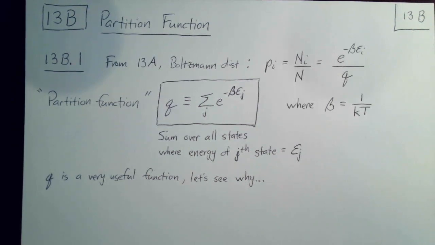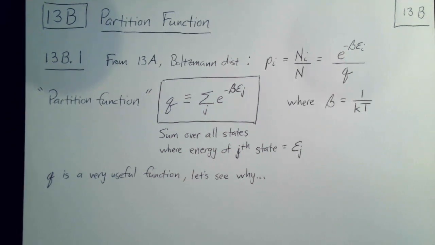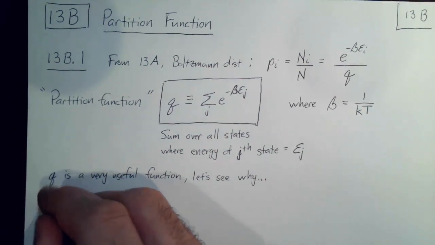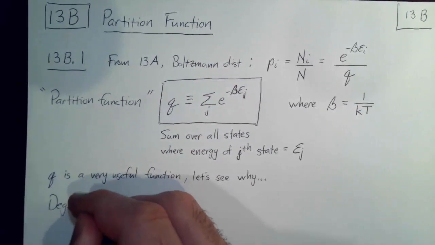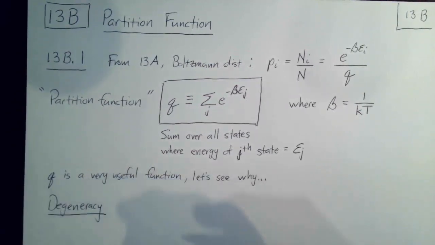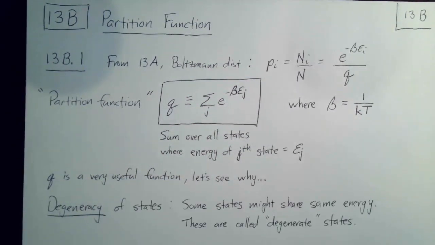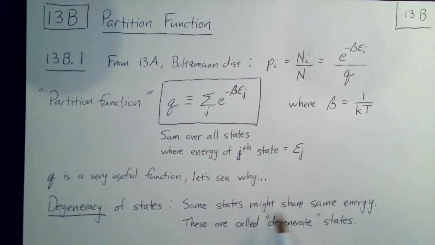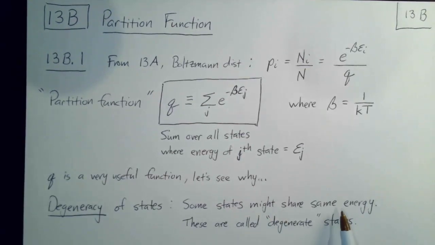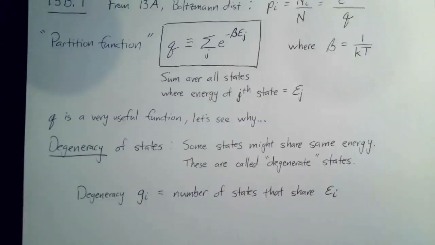The first thing that I need to address is what's called degeneracy of states. Degeneracy of states means that some states might share the same energy. They could have the same energy level, and these are called degenerate states. So we can define degeneracy, g sub i, as the number of states that share energy epsilon i.